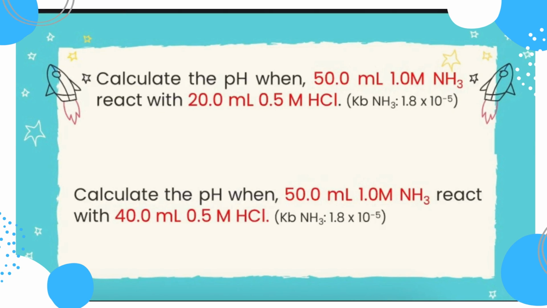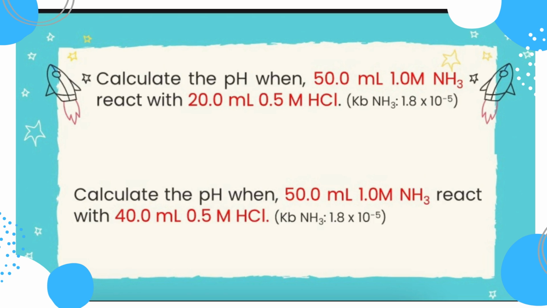Okay, so we will continue to discuss the calculation of pH. So let's read the question together. For question number 1, calculate the pH when 50 ml of 1 molar ammonia reacts with 20 ml of 0.5 molar hydrochloric acid, and the Kb for ammonia is 1.8 times 10 to the power of negative 5. So first of all, before we start calculating the pH, we need to identify the type of titration that occurs.